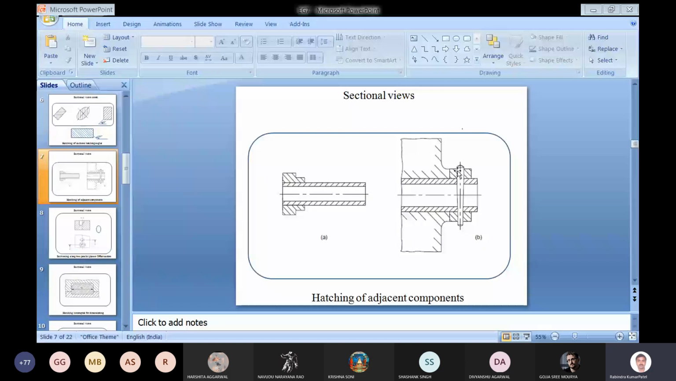And one more thing you can observe here, there is a pin shown. This is a taper pin. The taper pin has not been hatched. Later on you will see in other figures also that the pin will not be hatched even if it is cut by the cutting plane. So this is the convention, that we do not show the pin by section lines.